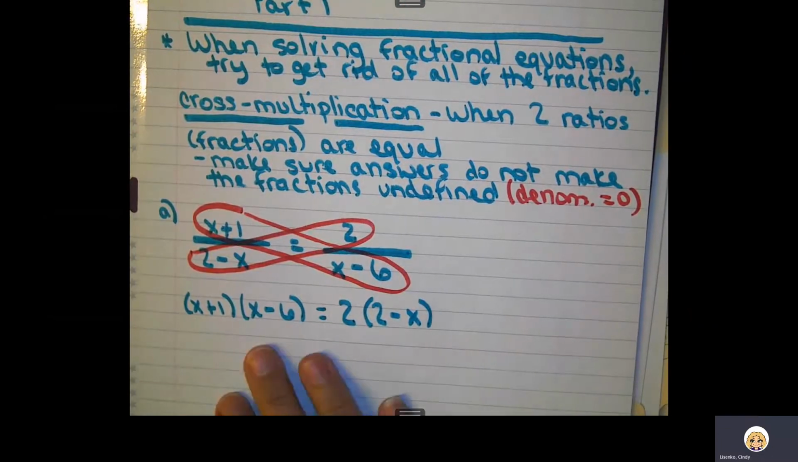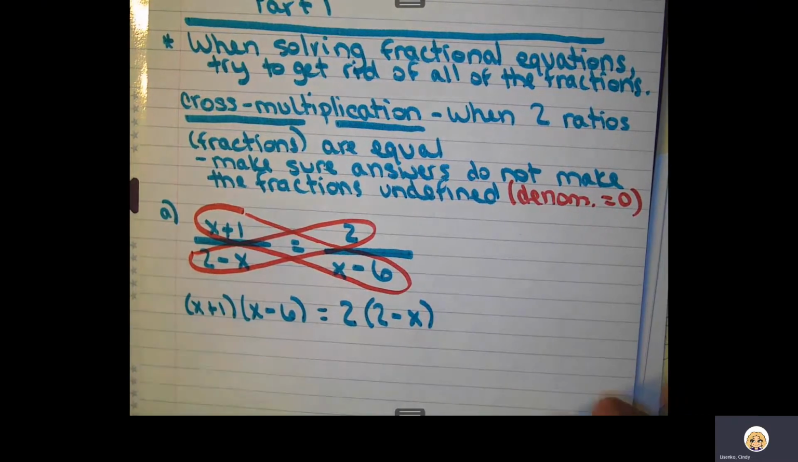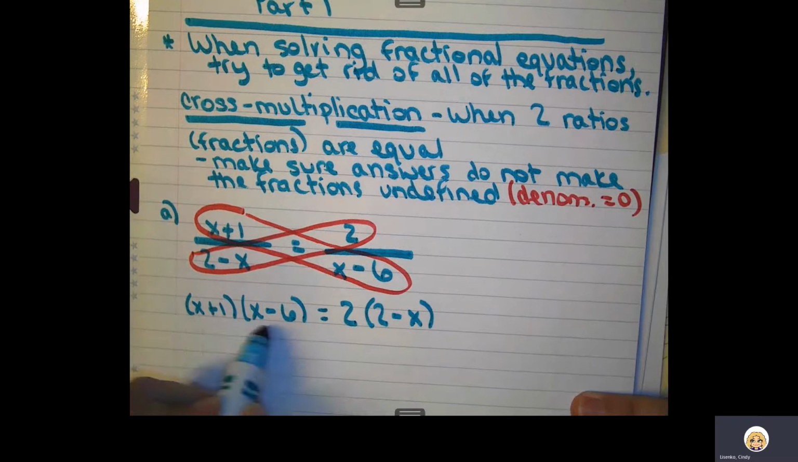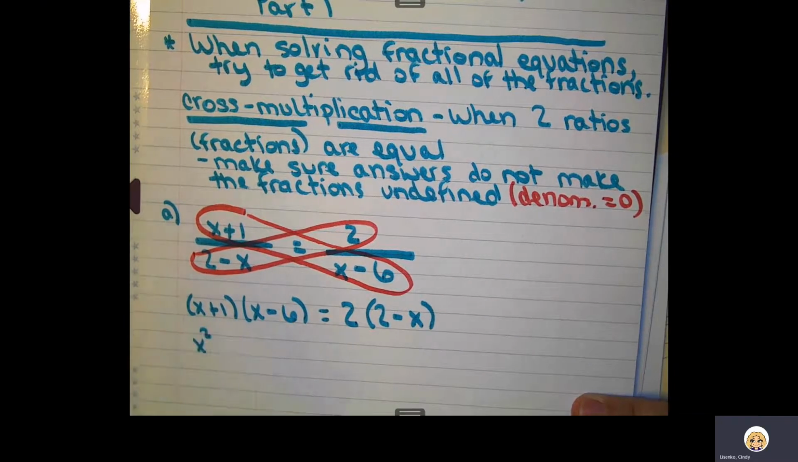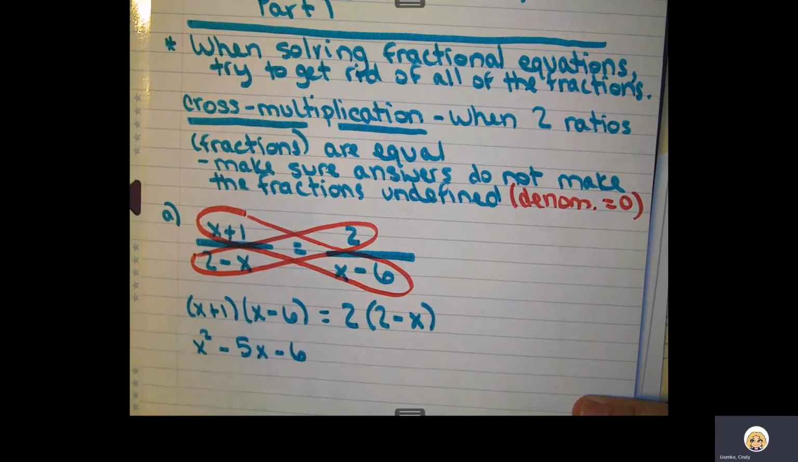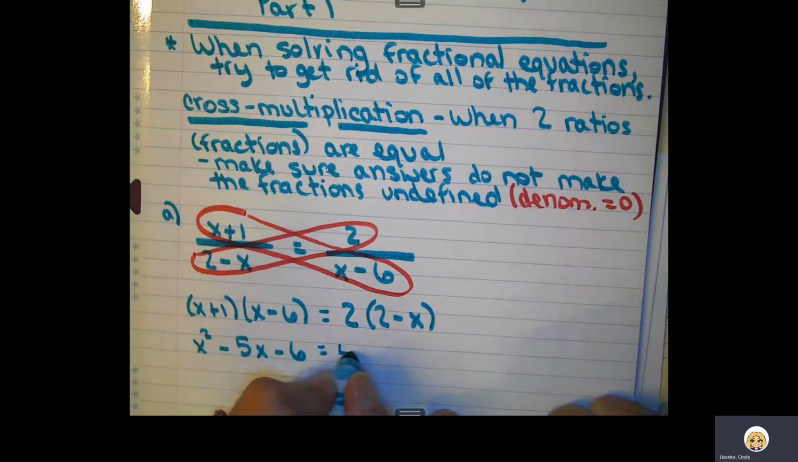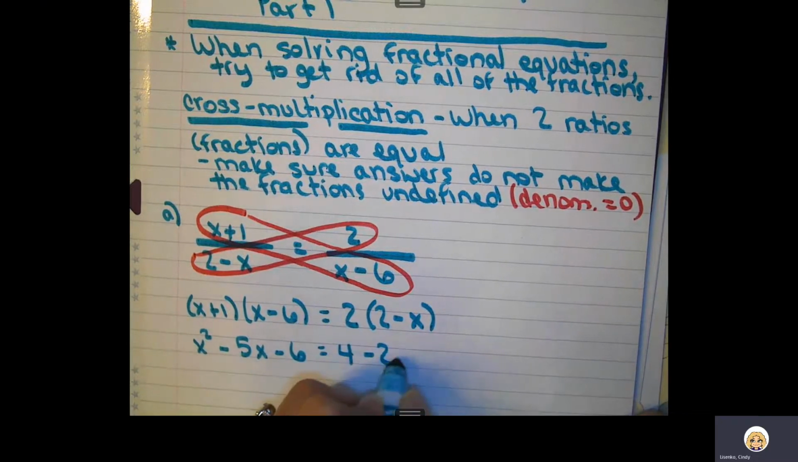Now, in order to do this, we need to get rid of all the parentheses. Here I would do the boxes. So if I would do the boxes, I'm going to simplify it just because of the time. If we did the boxes, this would become x squared. We would get minus 5x minus 6. And you can always pause it to do it on your own if you want. On the other side, if we distribute, we would get 2 times 2 is 4. 2 times negative x is minus 2x.